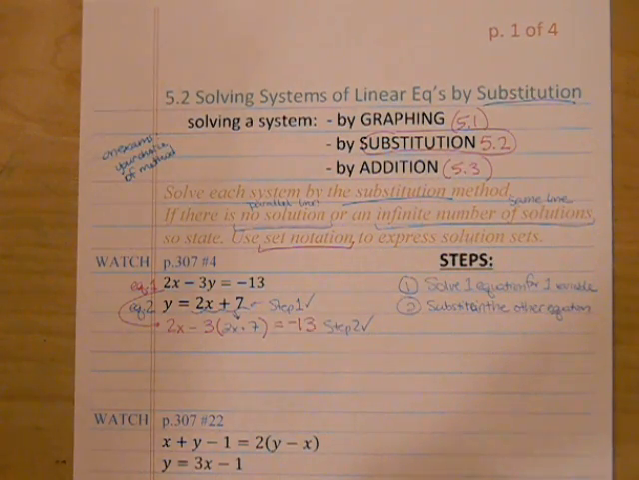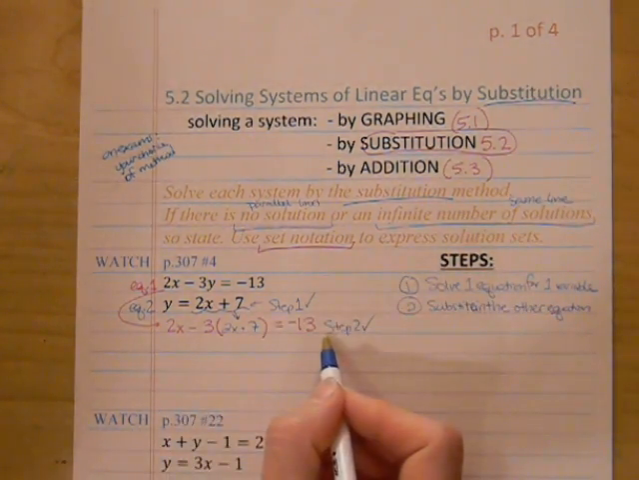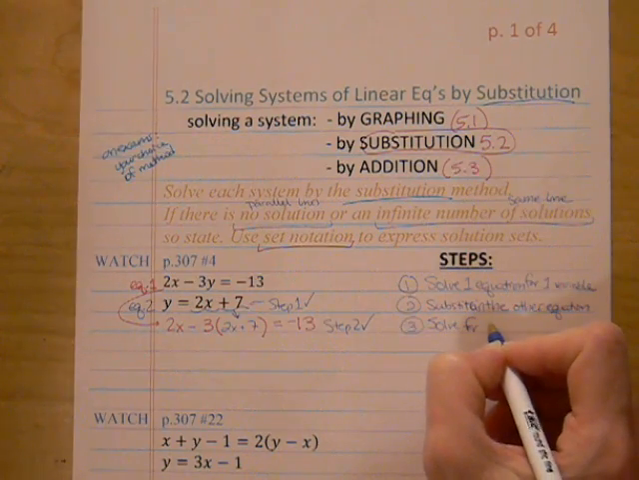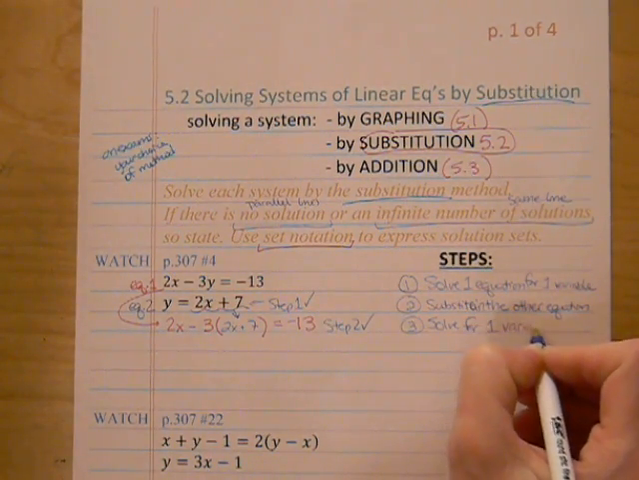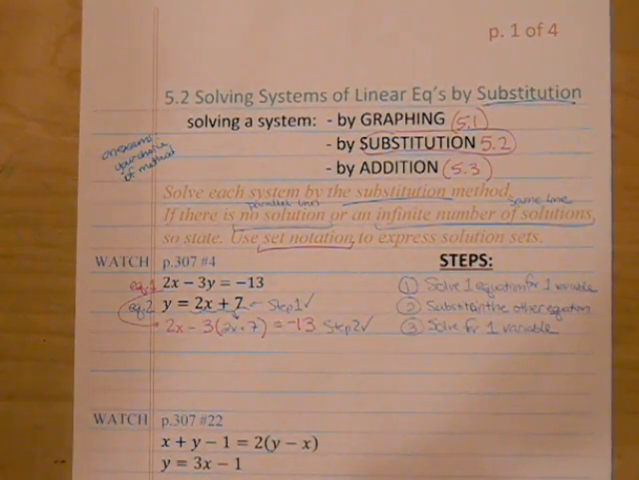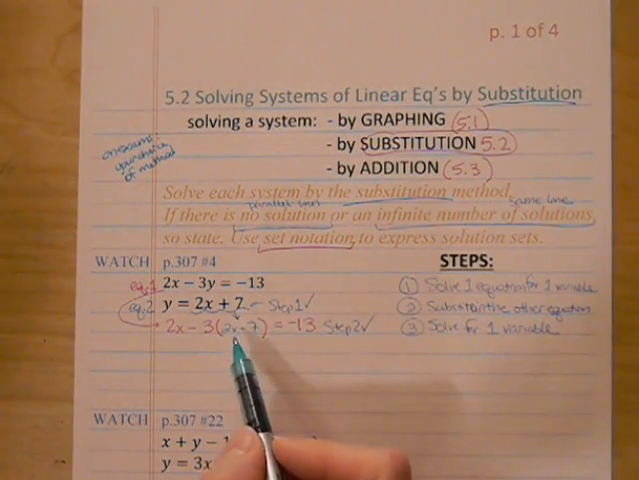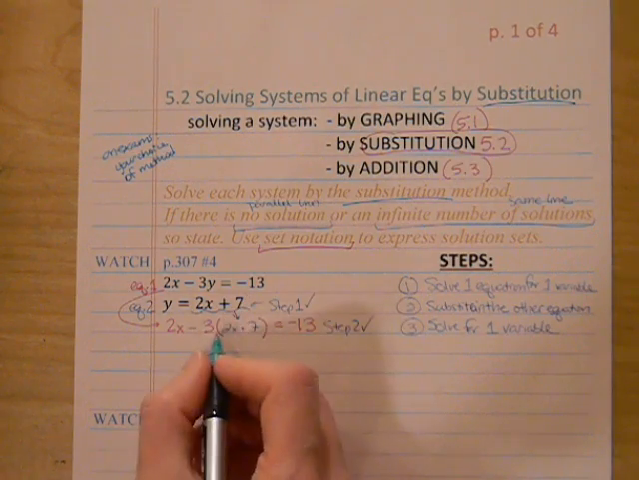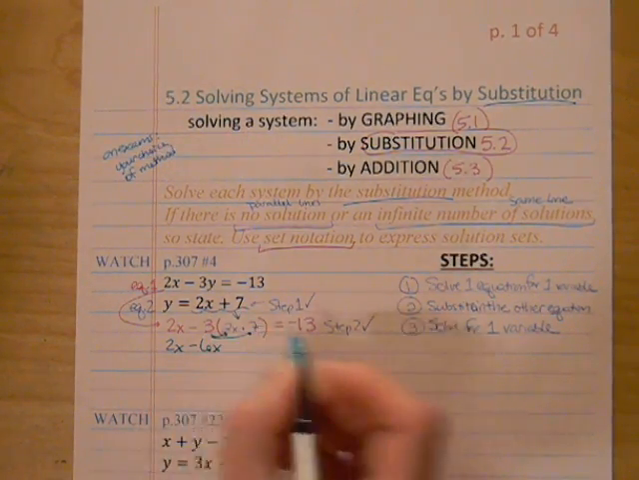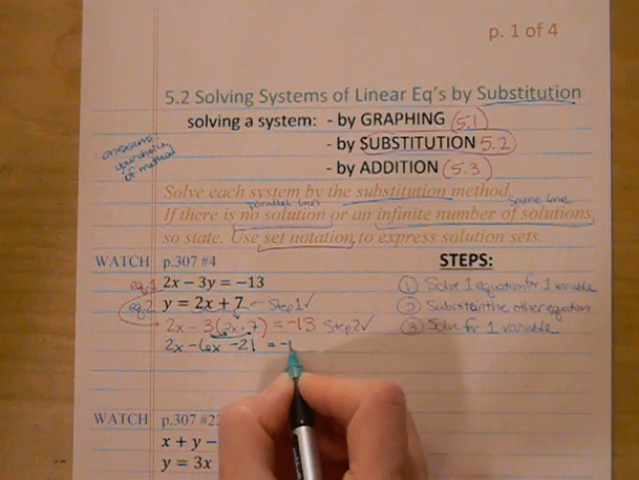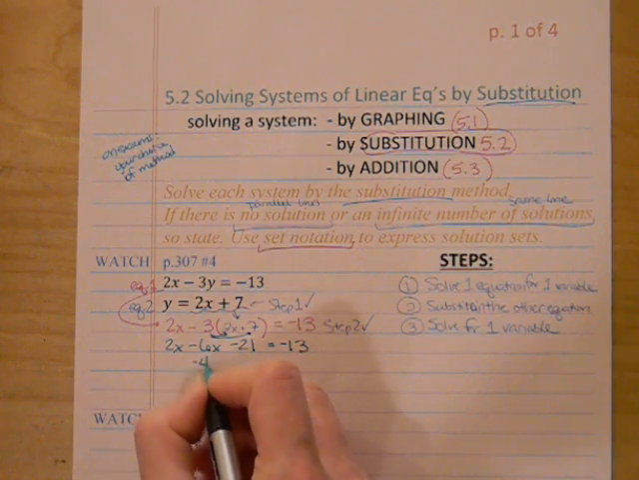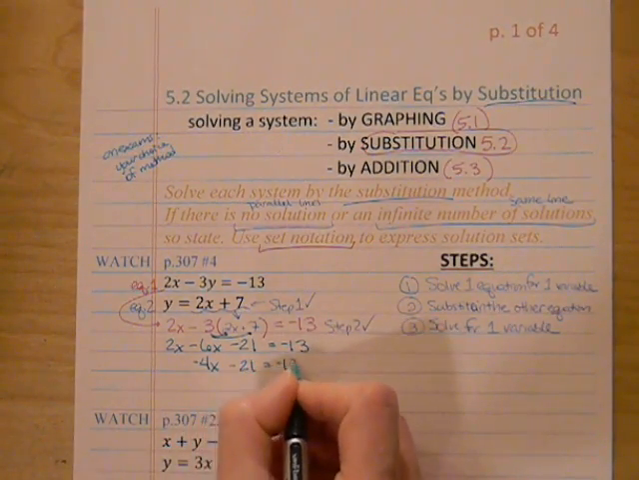Step 3 then is to take our new equation and solve for the one variable that's left, which will give us half of our answer. In this case, we're going to solve for x, and it'll tell us the x-coordinate of the point that is the solution to this system. When we solve, we'll start by distributing the negative 3 here. We get 2x, negative 3 times 2x is negative 6x, negative 3 times positive 7 is negative 21, equal to negative 13. From there, combine like terms, 2x minus 6x is negative 4x, minus 21 equals negative 13.